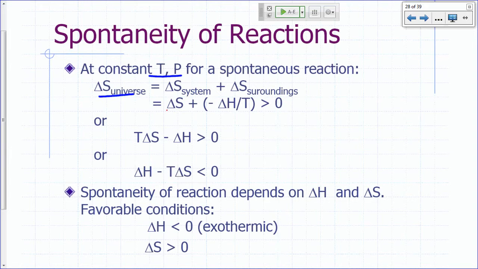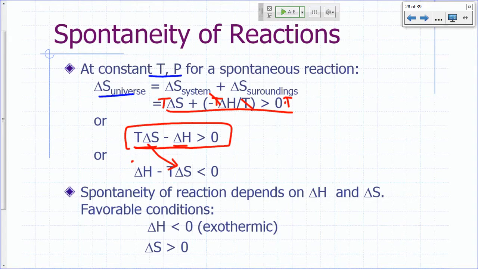If you look at this equation right here, we can rearrange that, multiply both sides by T, so that becomes T delta S, and T will cancel here. And T times 0 is just still 0. So I have T delta S minus delta H must be greater than 0. Now if I flip this around, if I take the negative of both sides, so negative T delta S and your delta H is positive right there, I have to flip this inequality. So this means that delta H minus T delta S must be less than 0 for a spontaneous process.